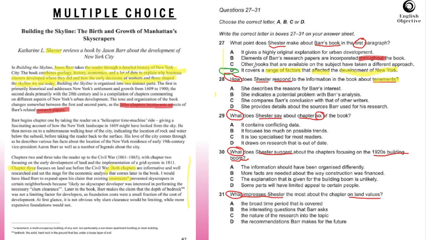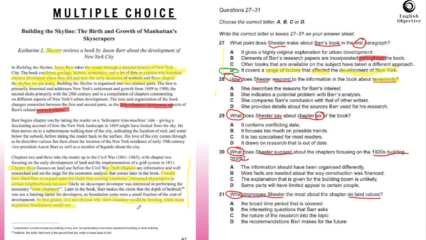Okay, so how does she respond to the information? One important thing is she would like the writer to actually explain a little bit more the fact that tenements prevented skyscrapers in certain neighborhoods because likely no skyscraper developer was interested in performing the necessary slum clearance. Later in the book, Barr makes the claim that the depth of bedrock was not a limiting factor for developers, as foundation costs were a small fraction of the cost of development. At first glance, it is not obvious why slum clearance would be limiting, while more expensive foundations would not.